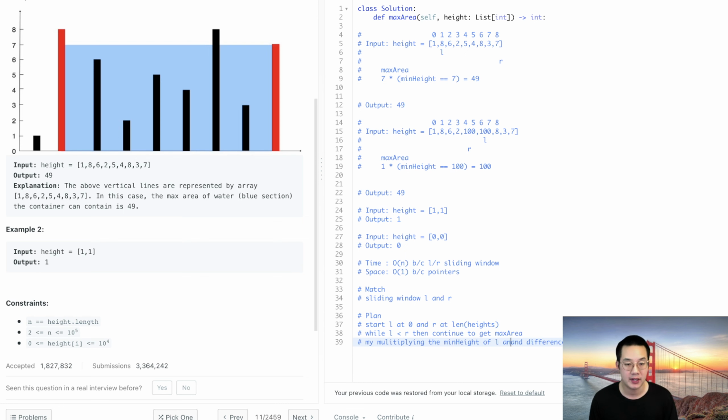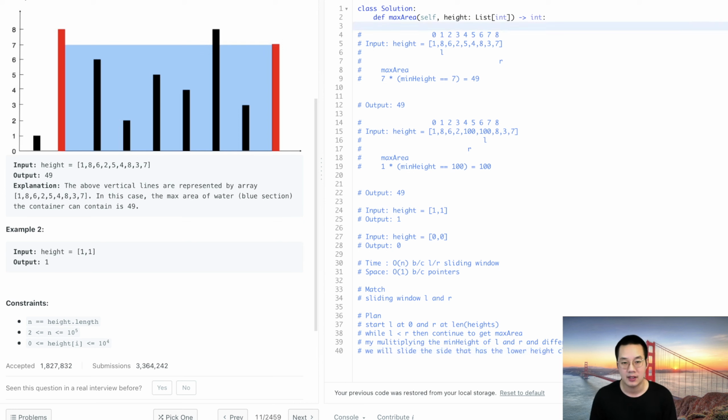Minimum height of left and right and difference between right and left. We will slide the side that has the lower height closer to the other. And with that, that's our plan, and we're ready to implement.